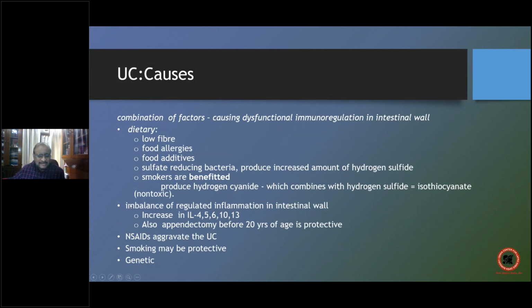Apart from dietary, the second thing is imbalance of regulated inflammation in the intestinal wall, seen in the form of increase in a number of interleukins, right, from 4, 5, 6, 10, 13, and of course, appendectomy before 20 years of age is protective, is a point in favor of imbalance of regulated inflammation in the intestinal wall. The third factor could be NSAIDs, and these are non-steroidal anti-inflammatory drugs which aggravate the ulcerative colitis. Smoking, we already said, is protective, and genetic factors, right?